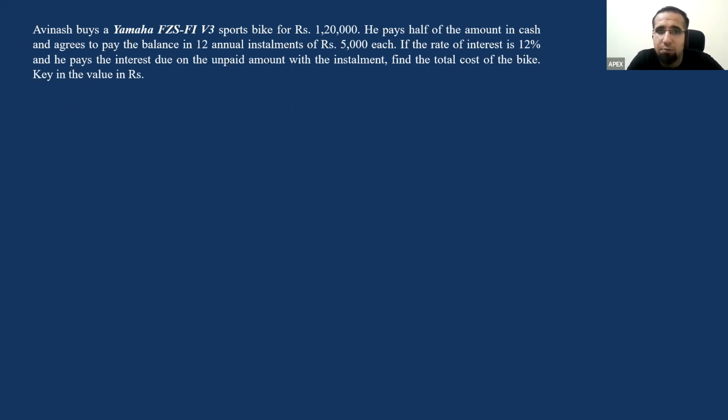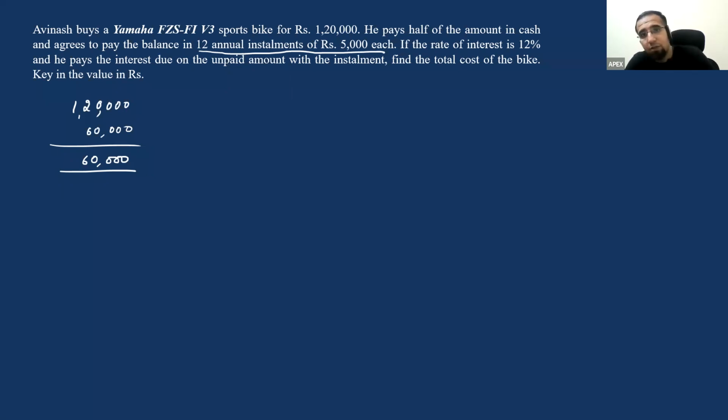Avinash buys a Yamaha sports bike for 1,20,000 rupees. Now he pays half of the amount in cash. Okay. So 1,20,000, so he pays 60,000 in cash. That means the remaining 60,000 has to be paid in installments. And the beautiful part is he's not paying monthly installments, he's paying annual installments of 5,000 each. Clear? Now, since he's paying annual installments of 5,000 each, what will happen here? The rate of interest is 12% and he pays the interest due on the unpaid amount with the installment.